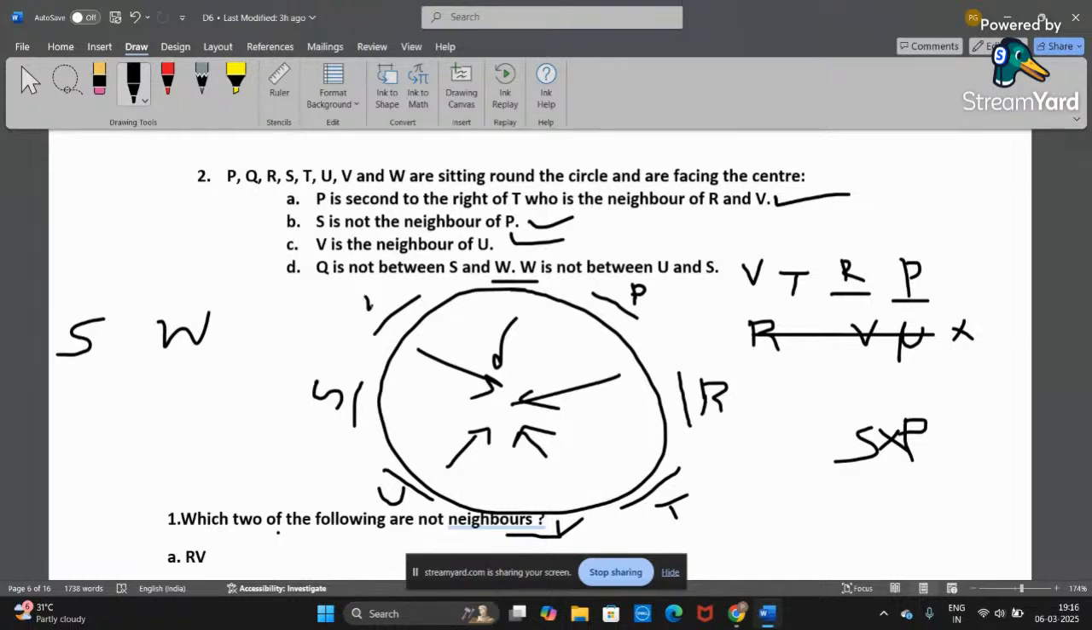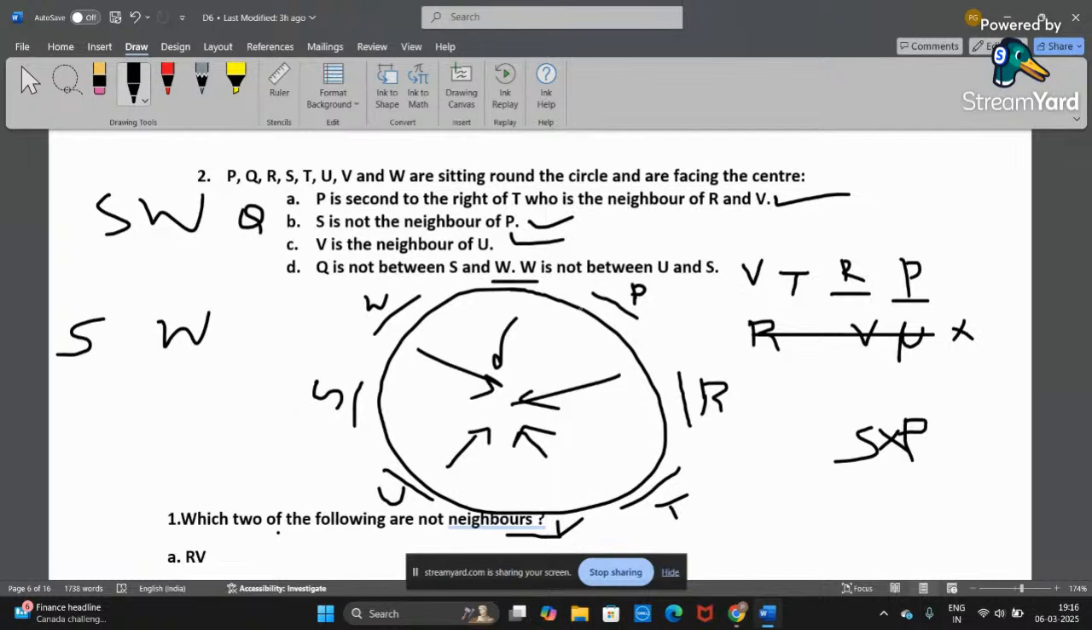So let's write S and W here. Let's check it out. S and W, because Q is not between. Remaining letters are S, W and Q. Right. S will not be placed here because of the given statement that S is not a neighbor of P. So it should be here or here. Okay. Then they have given that W is not a neighbor of U. U is here and S. So W should not be here. So we are writing W here and S here.